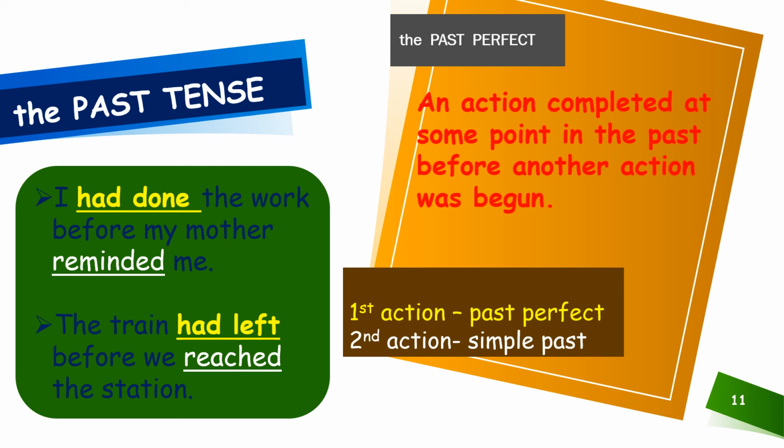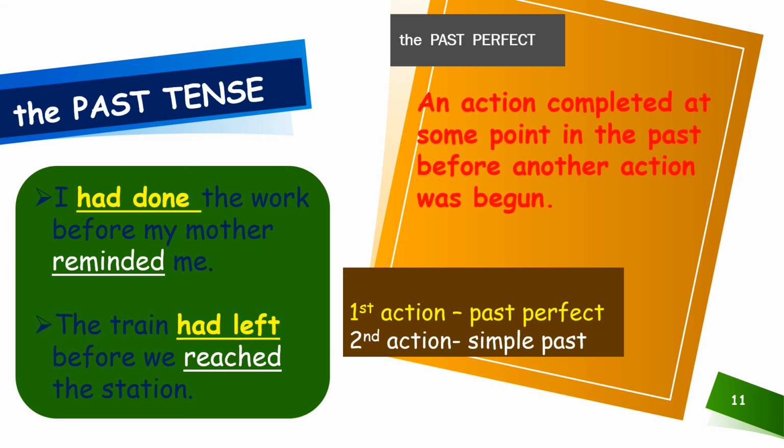So look at this, I have made the first action in yellow and the second action, the verb, in white. So the first action is the past perfect and that should always take the past perfect tense, but the second action will take the simple past form of the verb. For example, the train had left before we reached the station. So remember, in the present perfect tense, you had used has or have. In the past tense, you will use had, only had. Had is the only option, and you will use the participle form of the verb.